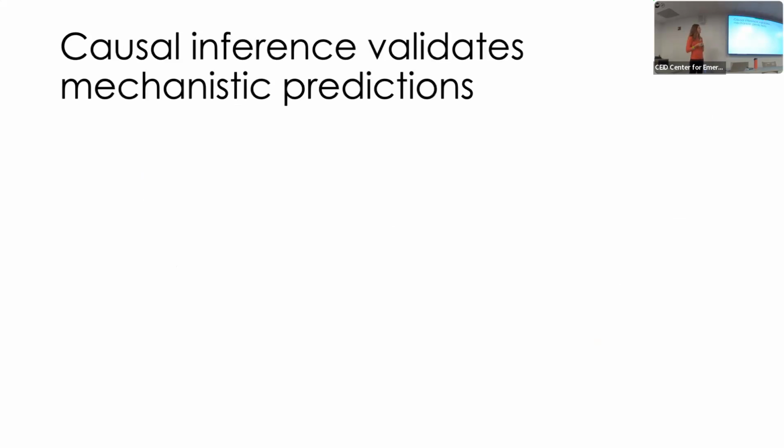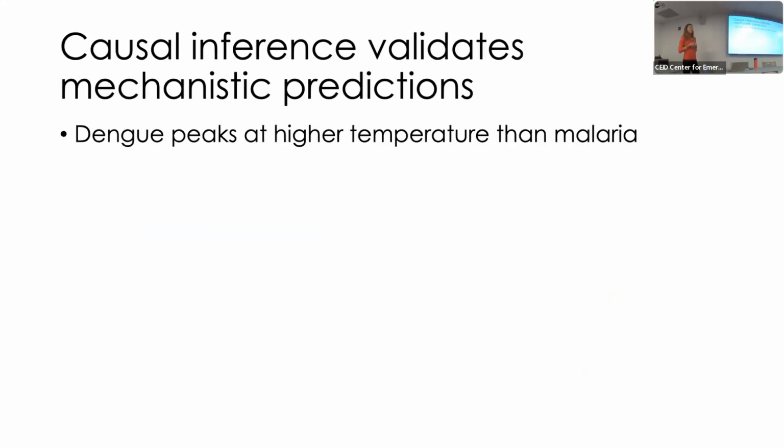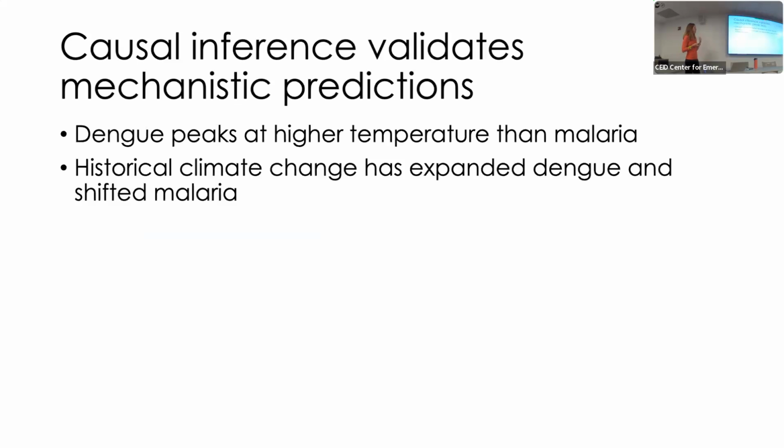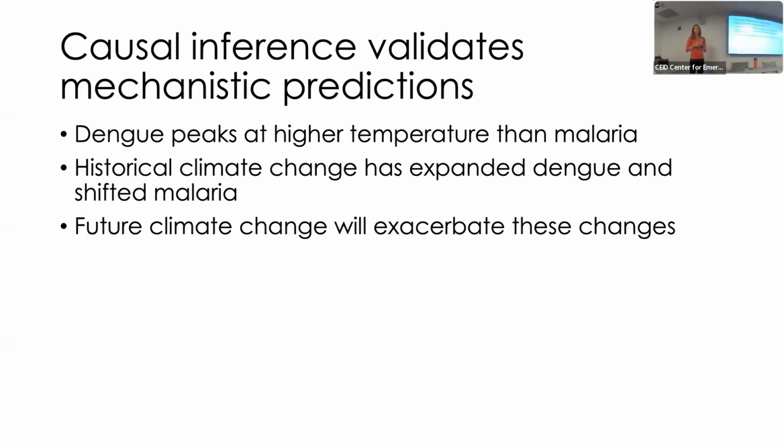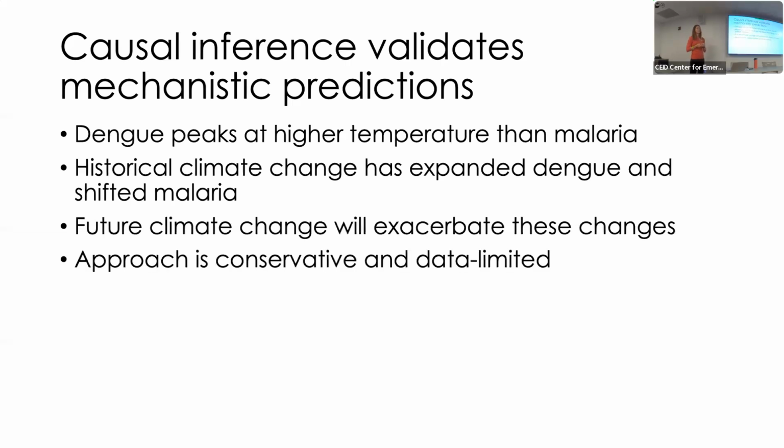So what we find is that causal inference validates our mechanistic predictions of how vector-borne disease responds to temperature. Dengue peaks at higher temperatures than malaria. Historical climate change has already expanded dengue transmission while it has shifted malaria transmission. So that was the key result of that paper I skipped through, showing that we've seen a shift in malaria transmission from Central and West Africa into Southern Africa and Highland Africa. And both of these changes are expected to be exacerbated with future climate change. And these approaches are conservative and very data limited because they require a lot of very rich data to be able to do these methods.